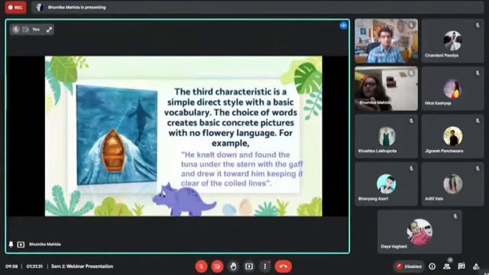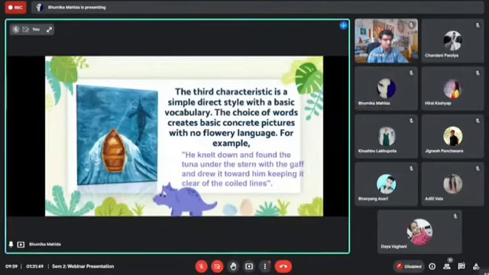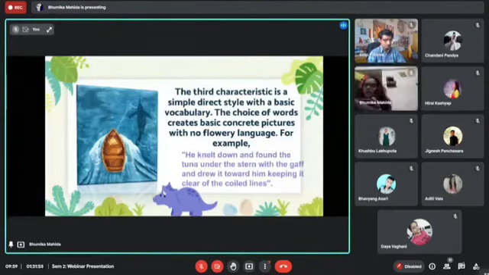The third characteristic is a simple, direct style with a basic vocabulary. The choice of words creates basic, concrete pictures with no flowery language. For example, this passage: He knelt down and found the tuna under the stern with the gap and drew it toward him, keeping it clear of the coiled lines.